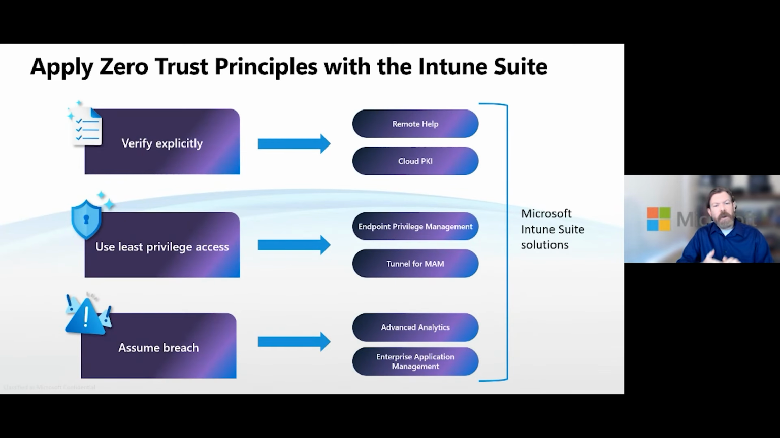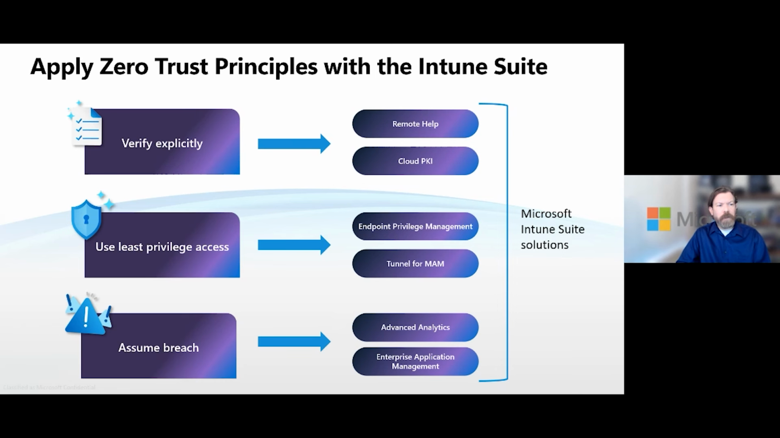And finally, Intune Suite is one of the newest product areas for Intune. We've added a lot of new functionality, and we really built these functions based on zero trust principles. So for Verify Explicitly, things like Remote Help and Cloud PKI have really been popular with customers. For least privilege access, we have Endpoint Privilege Management and Tunnel for MAM. And finally, Assume Breach, we've added Advanced Analytics and Enterprise Application Management.